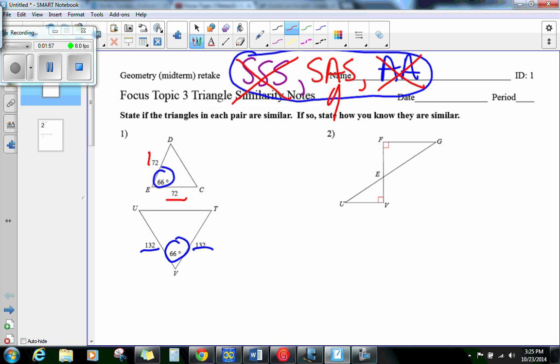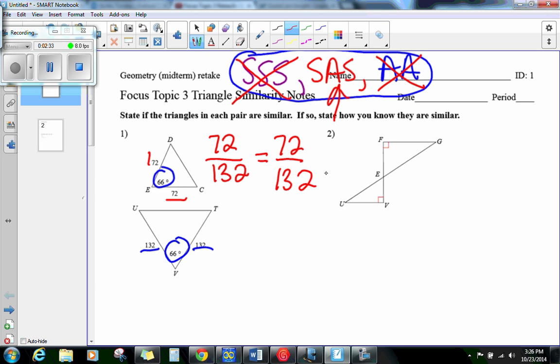So perhaps it may be side, angle, side, but we have to check and make sure our sides are actually proportional. So when we see if our sides are proportional, we're going to set up our sides in a fraction. If the two fractions are equal, then they are actually proportional. So I'm going to take 72, and in my fraction, it's going to correspond with 132. Okay? My other fraction, oh, what do you know? It's 72 again. And my other fraction is 132.